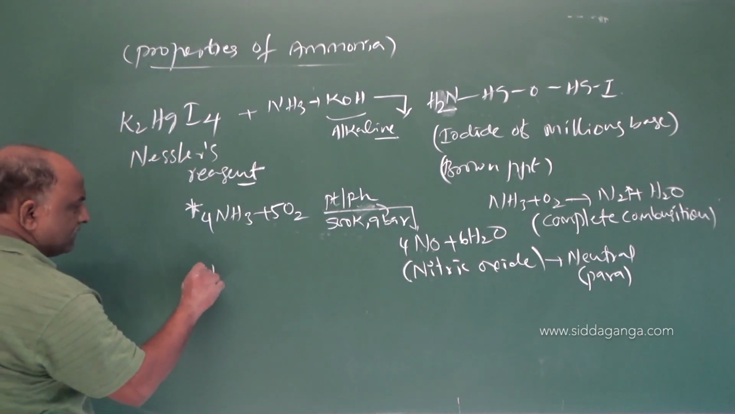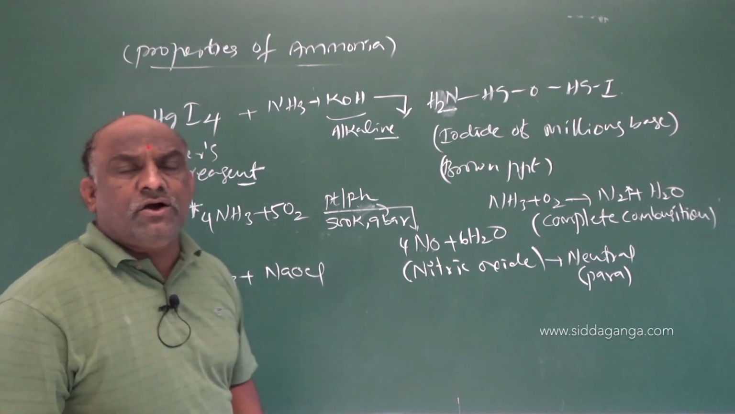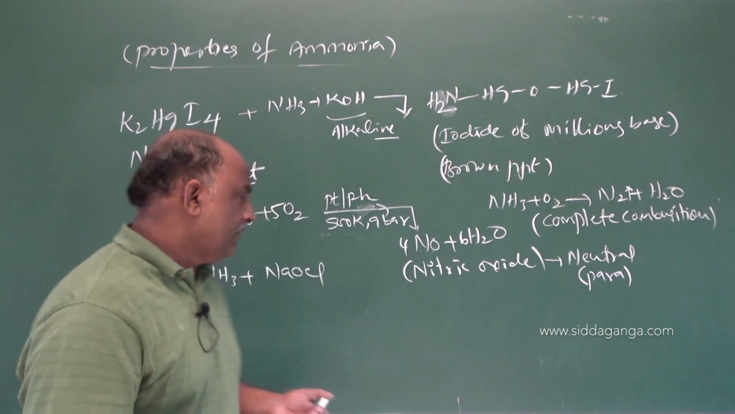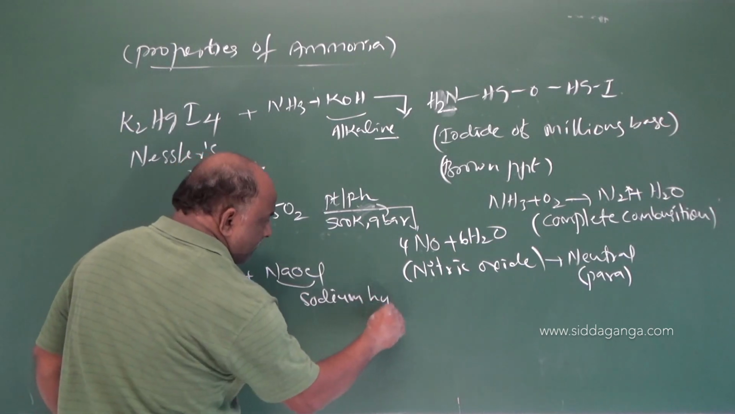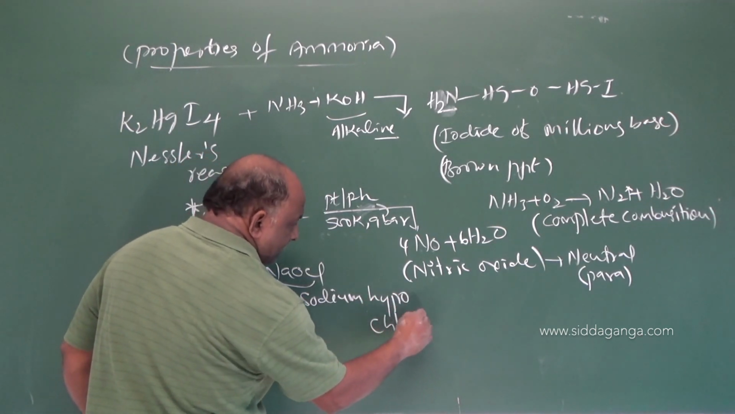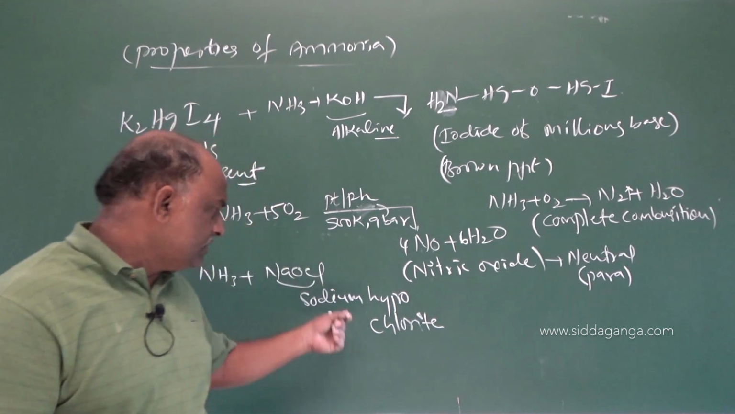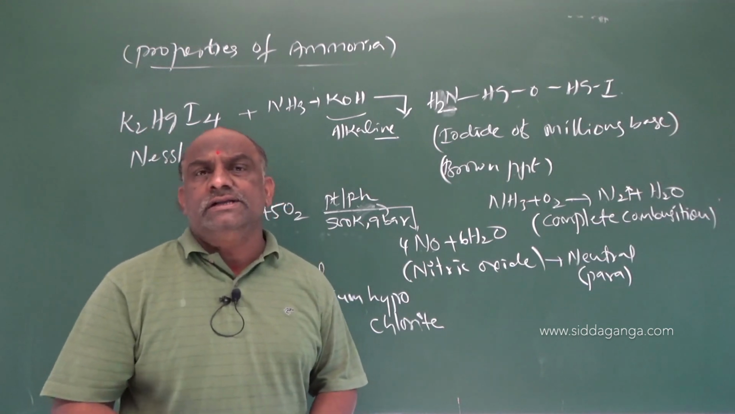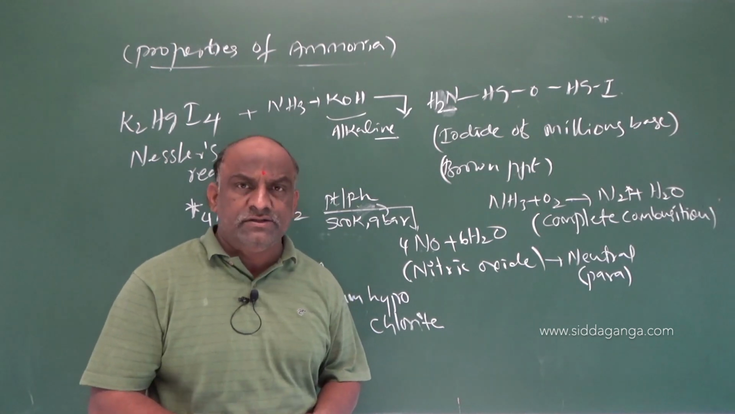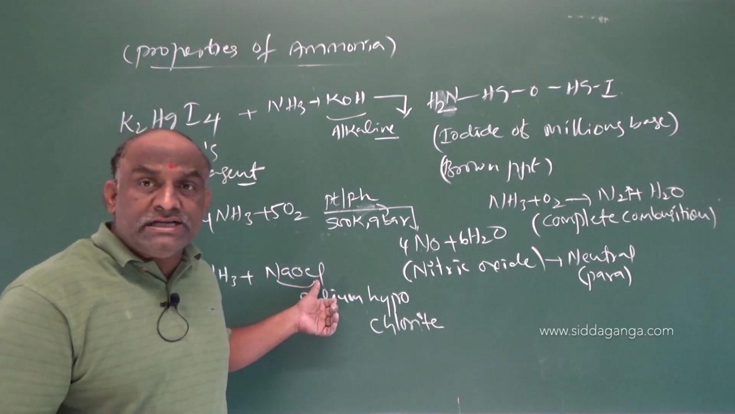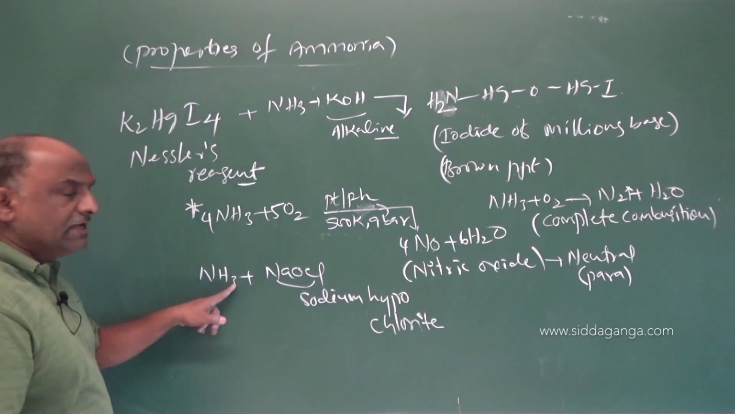Suppose the reaction was like this: NH3 plus NaOCl. NaOCl is called sodium hypochlorite. Remember this formula, very, very important. Sodium hypochlorite, not chloride, it is sodium hypochlorite, NaOCl. We will discuss this NaOCl in the 17th group elements. In the 17th group elements, chlorine forms some oxy acids. From those oxy acids we get the hypochlorite ion. So it is sodium hypochlorite combined with NH3.